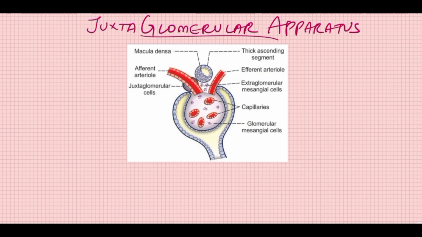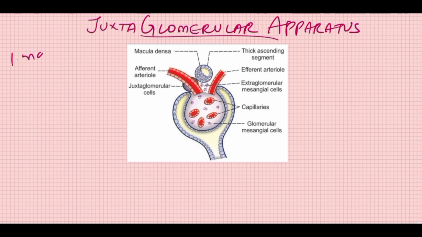Its definition is a specialized organ situated near the glomerulus of each nephron. The juxtaglomerular apparatus has three different structures.